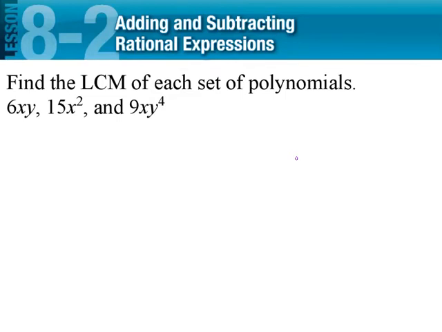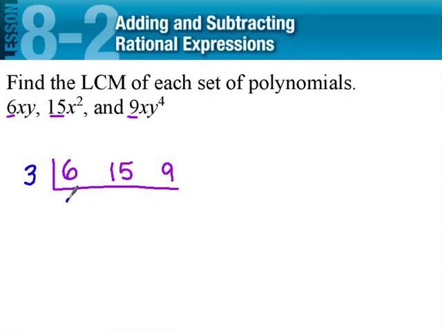Okay? And so what I'm going to go ahead and do is take the coefficients, 6, 15, and 9. And I need to find the least common multiple of those. If that doesn't come to you easily, here is a way that you can do that. Notice how I've written the numbers 6, 15, and 9 in that line. What you're going to do now is think of what will divide all three of those numbers, 6, 15, and 9? 3. 3 goes into all three, right?